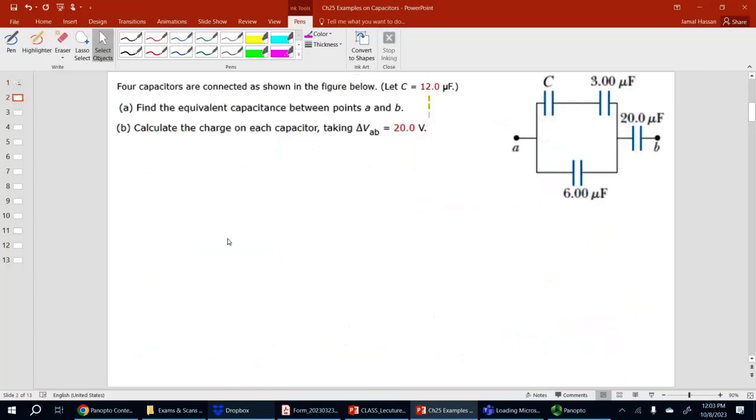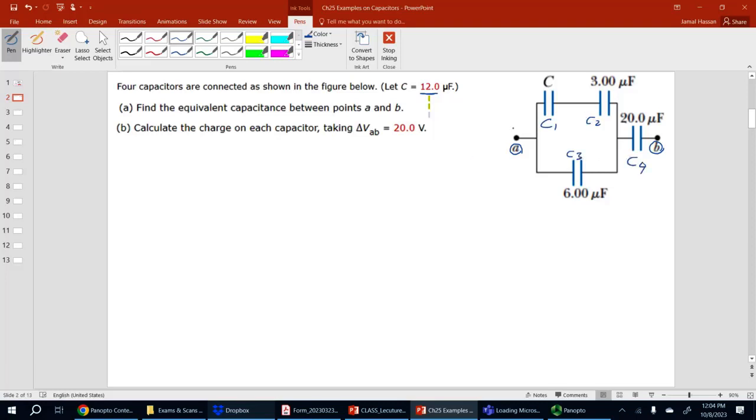Okay. Next question. We have a few capacitors. Four capacitors are connected as shown in the figure. Let C be equal to 12 microfarad. Find the equivalent capacitance between point A and B. So here point A and point B. Let's do part A and then we're going to talk about part B. Usually when I solve this kind of question, to avoid just putting numbers into the equation, I'm just going to say this is C1, this is C2, this is C3, this is C4.